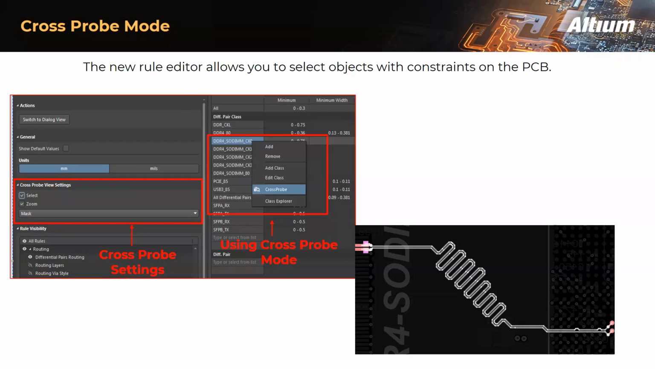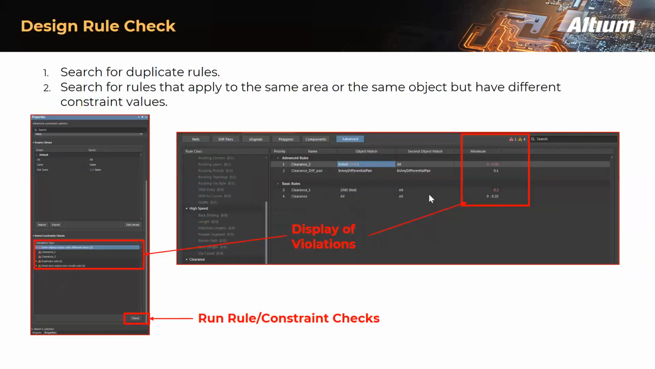If you select the net class, you can right click on cross probe, and in the properties panel, you can adjust the cross probe settings and you can see on which nets this particular rule is applied, highlighted and shown in the PCB. This is one advanced feature available in this new editor of design rules.